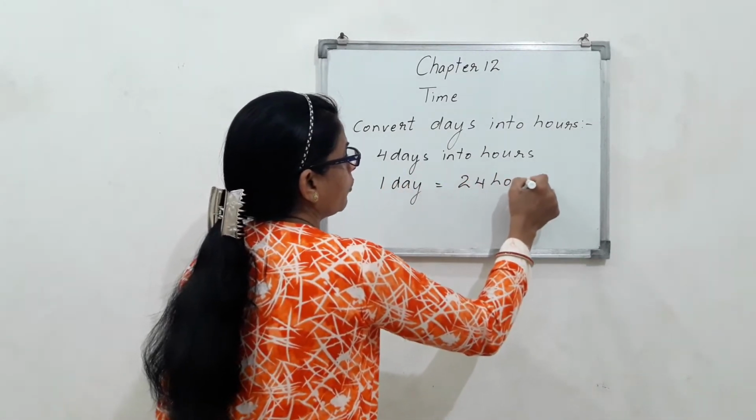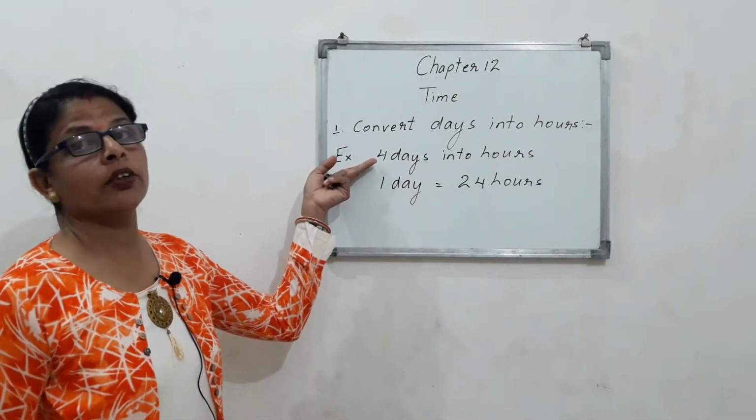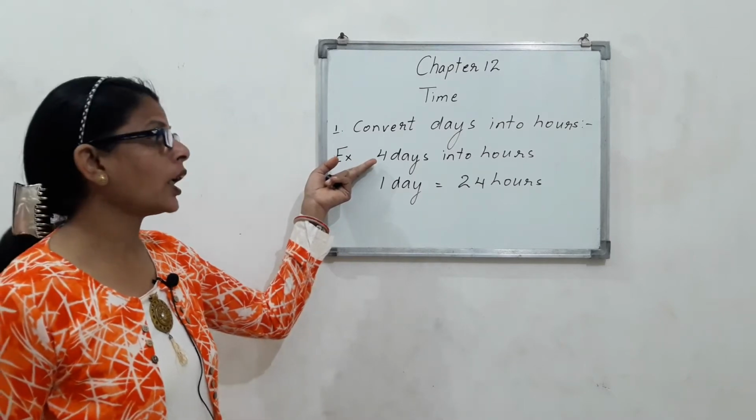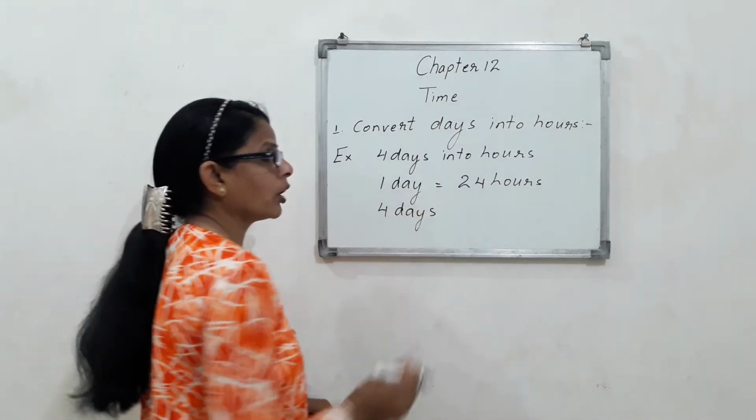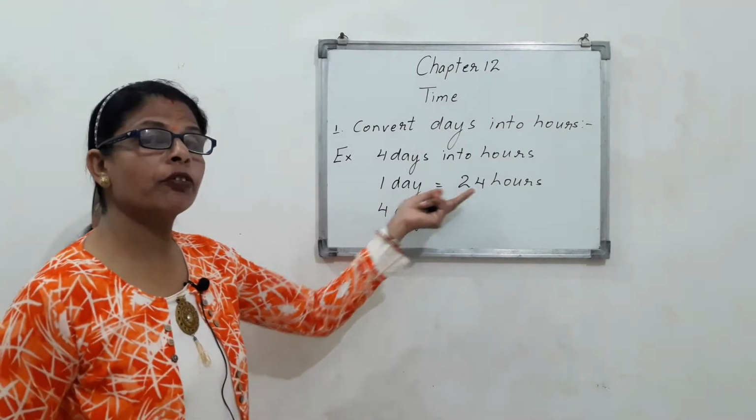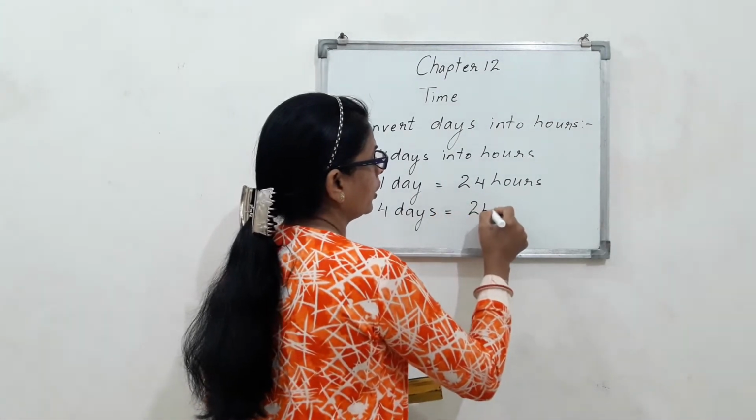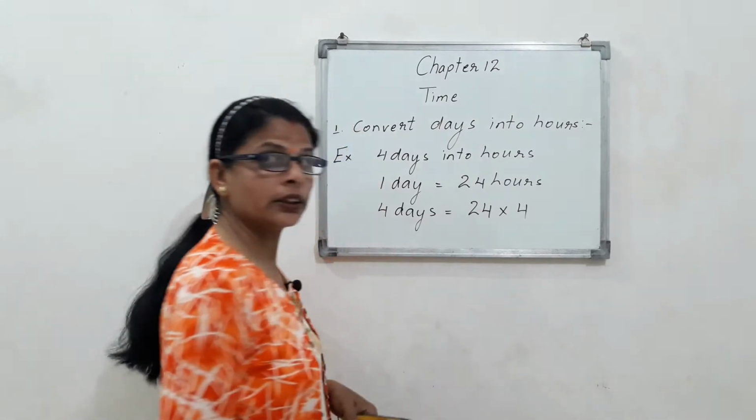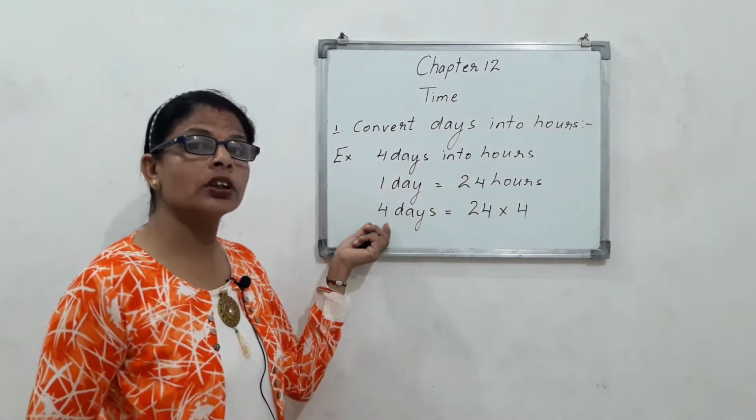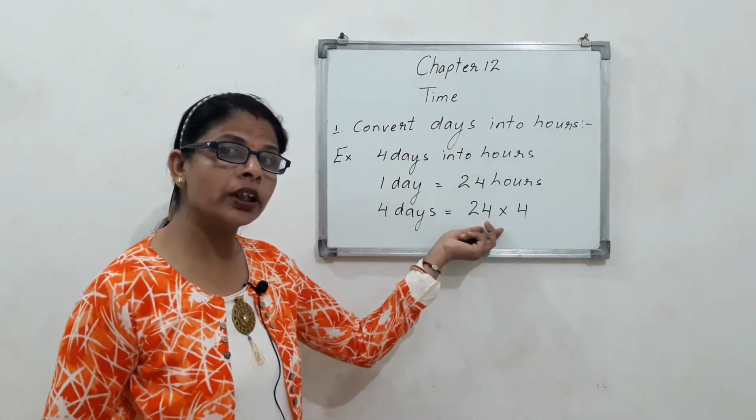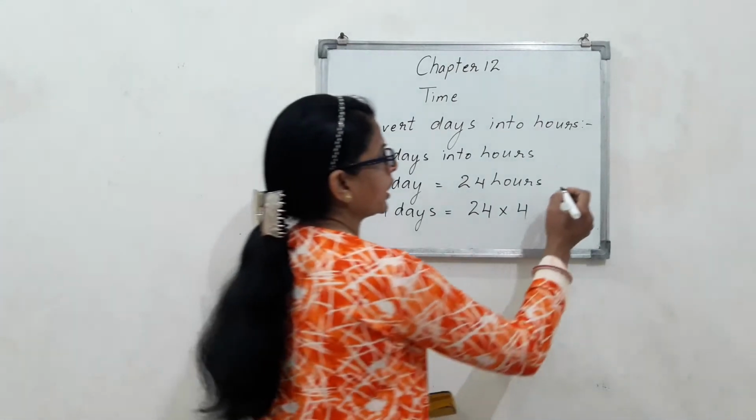If in one day there are 24 hours, then how many hours will be there in 4 days? What you have to do? You have to multiply 24 by 4. In one day, there are 24 hours. So, in 4 days, how many hours will be there? We will multiply 24 by 4. Right? We'll do the multiplication here.